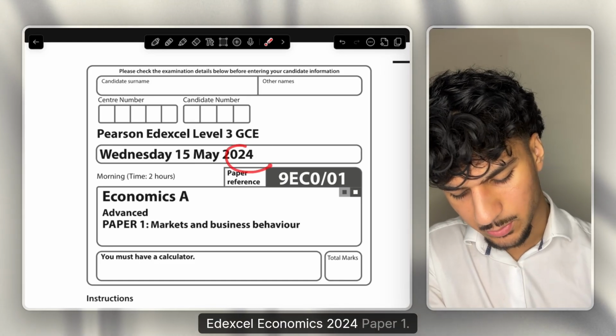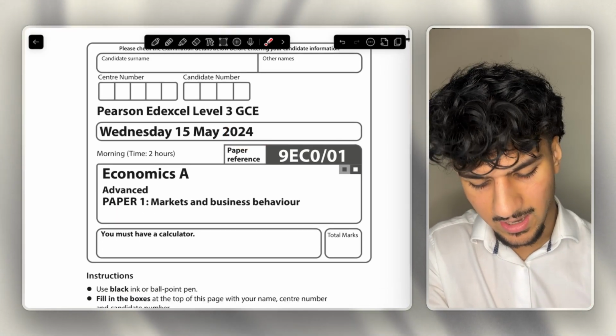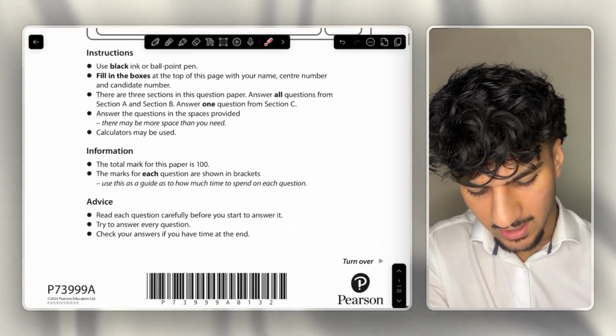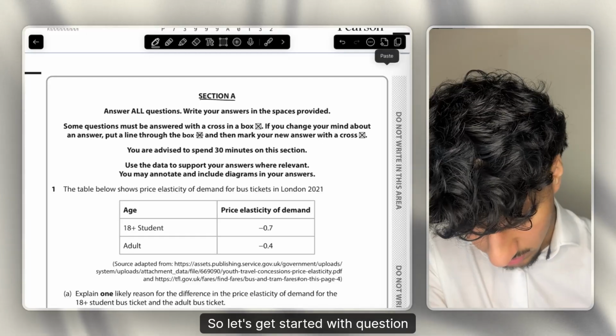Edexcel Economics 2024, paper 1, of course a microeconomics paper. Let's get started right away and let's go straight to section A. So let's get started with question 1.